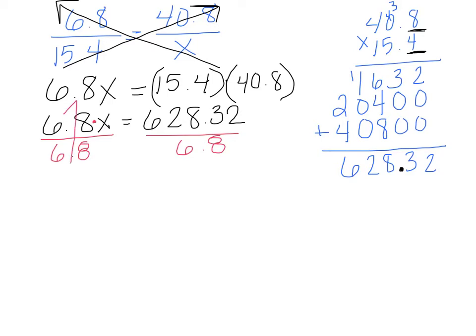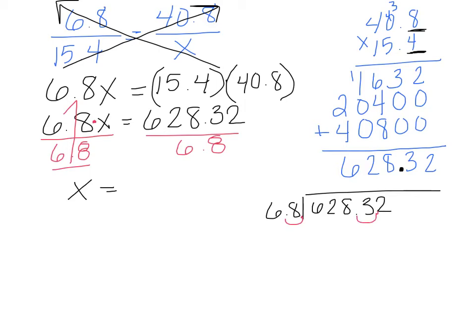This one makes an equivalent form of 1. 6.8 divided by 6.8 is 1. So I'm left with an x. And now I have to do that long division, which means that off to the side of my paper, I'm going to have 628.32 divided by 6.8. Now we know that we need to move our decimal one place and put it up. And now we're done with decimals. As long as we keep our numbers lined up, we should be fine.